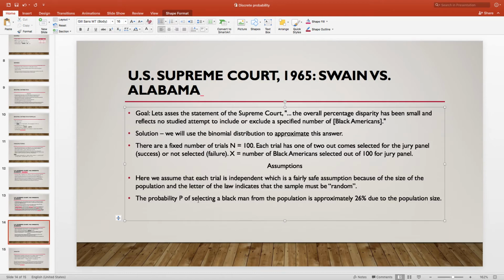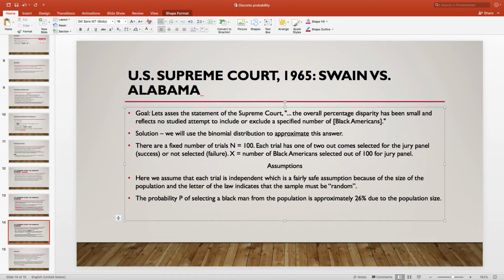The probability of selecting a Black individual from this population, an eligible one, is 26%, as was stated, and that's formed from the demographics of the county. Now, 26% is a relatively safe assumption, but every time you select one individual and their success, that changes the probability of the next person, but by a very small percentage, because there's a large enough population.